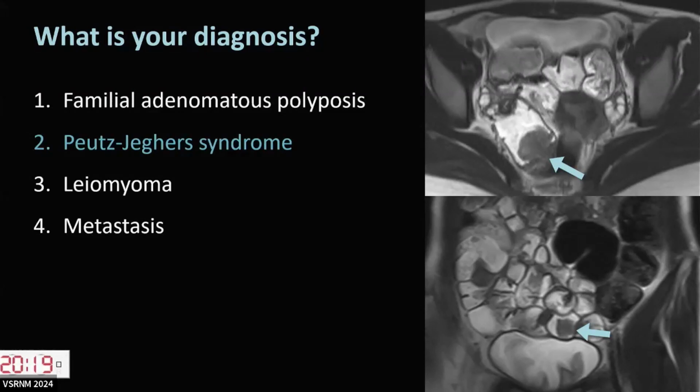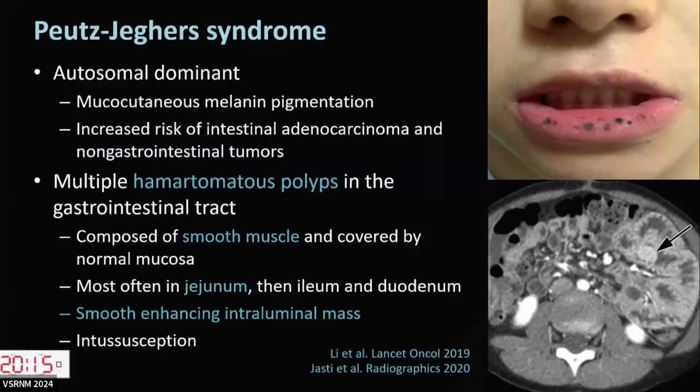Okay, this one is Peutz-Jeghers syndrome. Peutz-Jeghers syndrome is an autosomal dominant genetic disorder. It is characterized by mucocutaneous melanin pigmentations. So often the patients will have blackish pigmentations on the lips or the oral cavity. It has an increased risk of intestinal adenocarcinoma and non-gastrointestinal tumors.